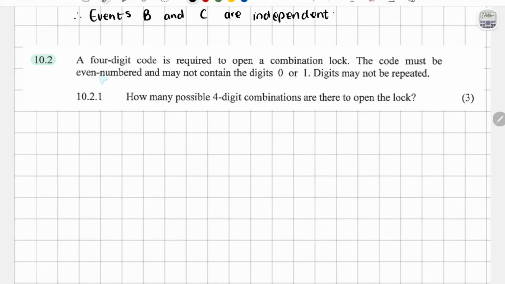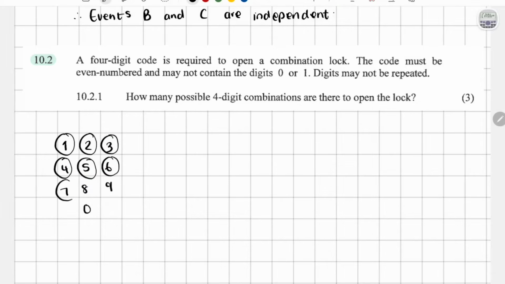Okay, so 10.2 says, a 4-digit code is required to open a combination lock. The code must be even numbered and may not contain the digits 0 and 1. Digits may not be repeated. And the question is, how many possible 4-digit combinations are there to open the lock? Okay, so a 4-digit code. It's a code, so it's including numbers. The numbers that you're going to have on any number keypad would be 1, 2, 3, 4, 5, 6, 7, 8, 9, and 0.